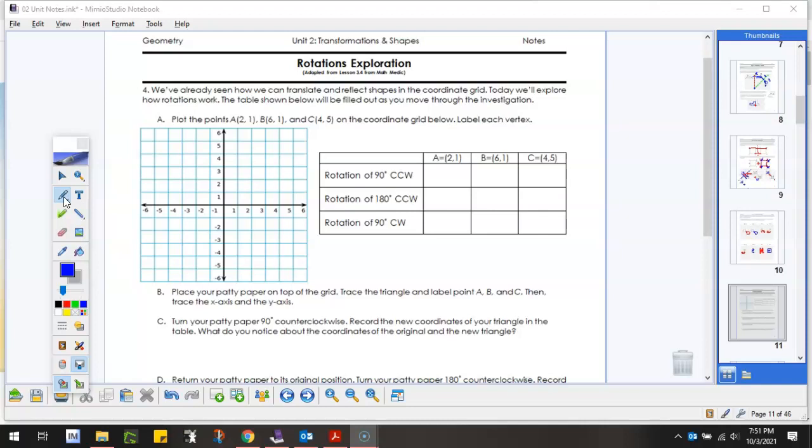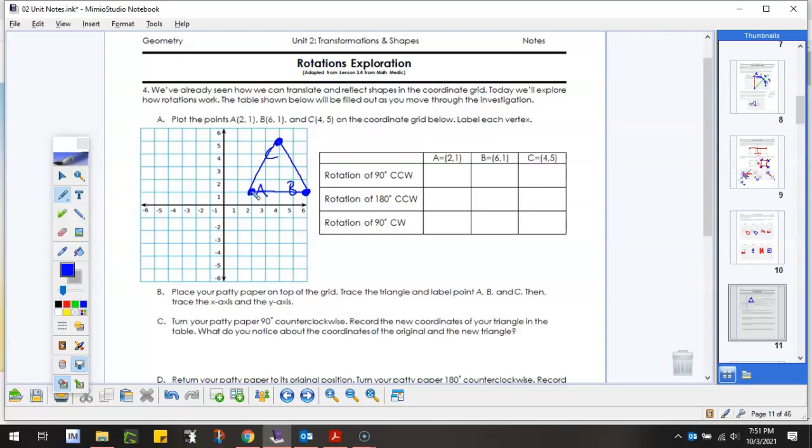The first point A is at (2, 1). What that means is 2 to the right and 1 up. So here's point A. Point B is at (6, 1), so 6 to the right and 1 up. There's point B. Okay, point C is at (4, 5), so 4 to the right, 5 up. And there is our triangle. So we've got it there.